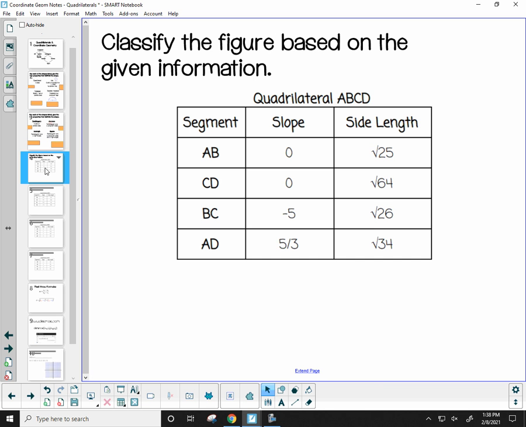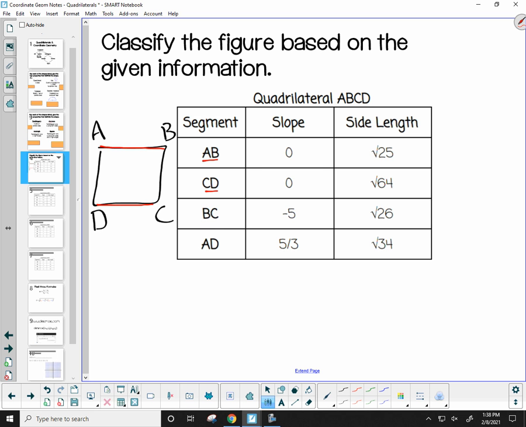All right, so here we have quadrilateral ABCD. So remember, when I say ABCD, I'm naming them in a circle, right? A, B, C, D, going around the shape in a circle. Now, AB and CD are listed first in my table. I did that because I like to list opposite sides together, because I'm usually looking to see if opposite sides are parallel. Same thing with BC and AD. I listed my opposite sides together there.